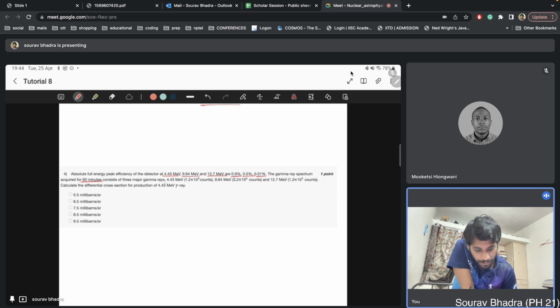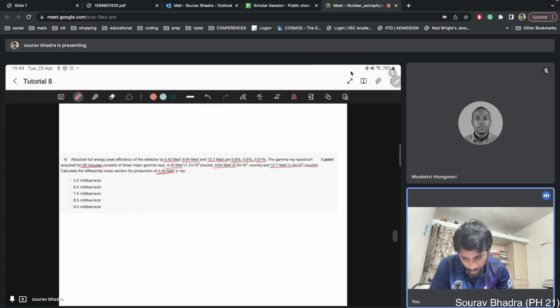It consists of three major gamma rays: 4.43 MeV, 9.64 and 12.7 MeV. So three different peak efficiencies have been given with three major gamma rays, and we have to calculate for a single one. There is no need of the 9.64 and 12.7 values for this particular problem, because it has been asked for the cross section for only the 4.43 MeV gamma ray. If you want, you can do it for the others also. The values are already given.